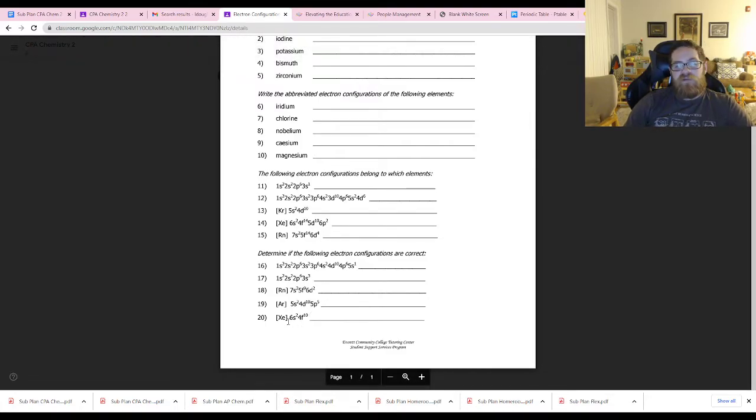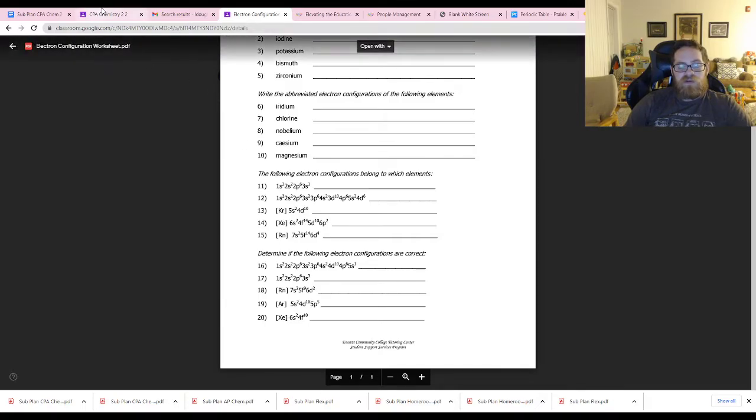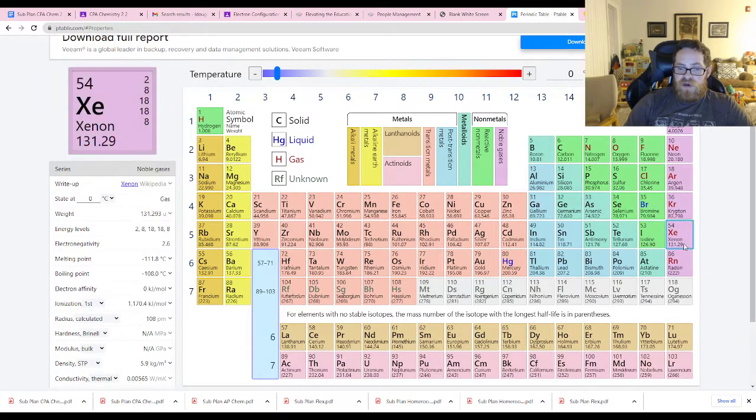And finally we have xenon, 6s2, 4f10. Xenon comes right before 6s, so 6s2, 4f10. That would be 1, 2, 3, 4, 5, 6, 7, 8, 9, 10. Californium.